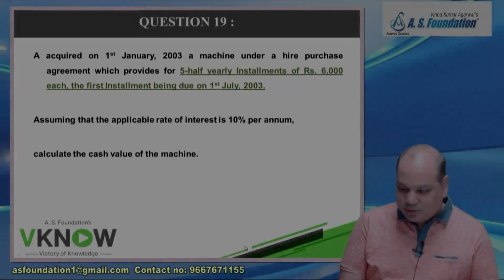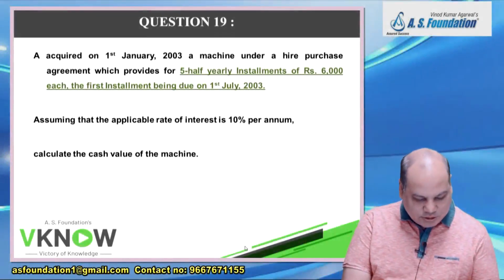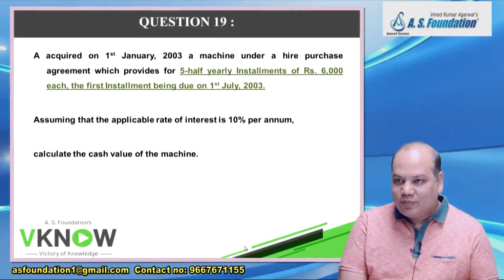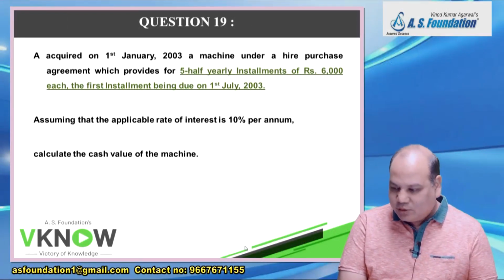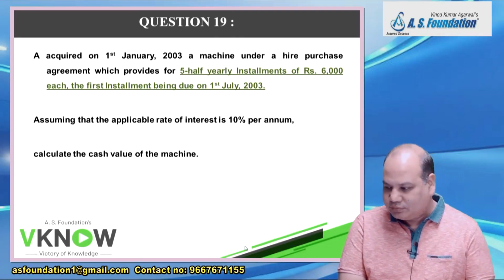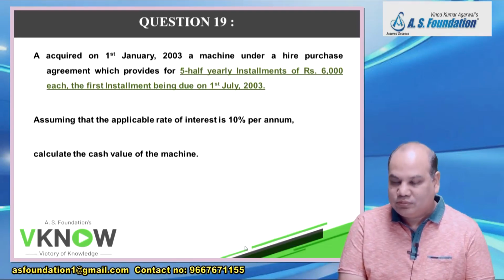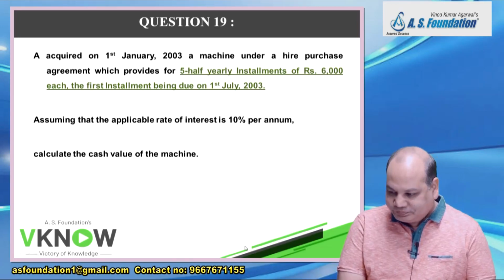Welcome to this wonderful chapter, hire purchase and installment. Again, question number 19. He acquired on 1st January 2003 a machine under a hire purchase agreement which provides for 5 half-yearly installments.